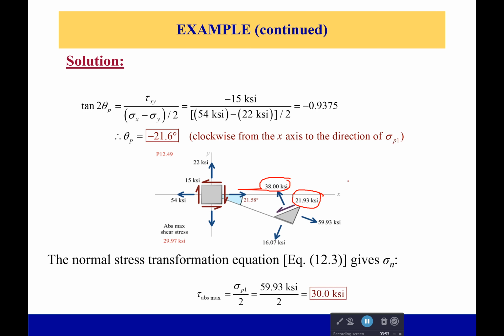Okay. Now, if we want to find our absolute maximum shear stress, then that would simply be equal to our principal stress divided by 2. And there are a few equations for this. We can look at the book right there for chapter 12 to see this. All it is simply going to be dividing our maximum normal stress by 2.